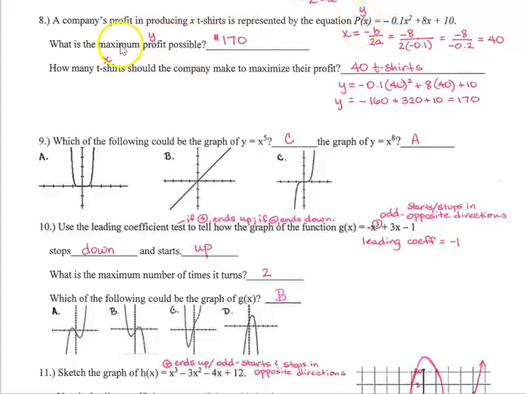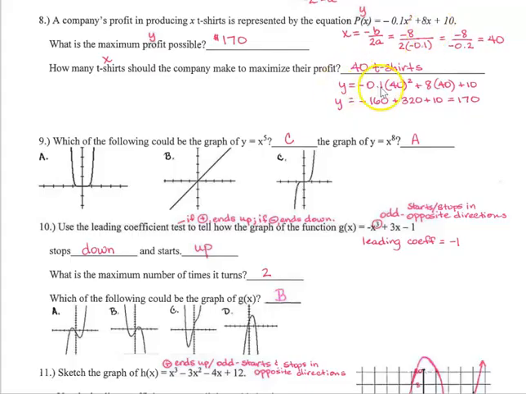So if we want to know the maximum, we know that the maximum always occurs at the vertex. So just like we did a moment ago, we're going to do negative b over 2a. So b is going to be 8, so negative 8 over 2 times a, which is negative 0.1. So that would give me negative 8 over negative 0.2, or 40. So that's my x value. To find y, I need to plug 40 in for x.